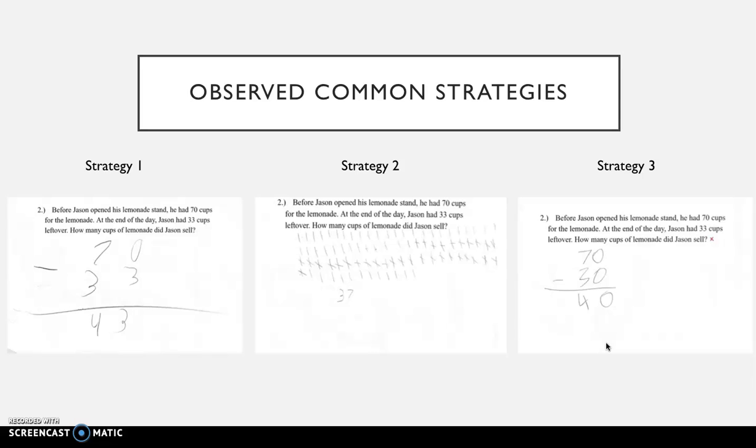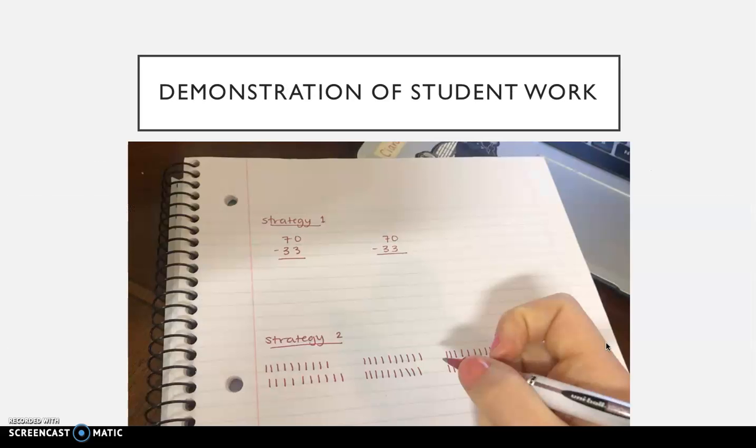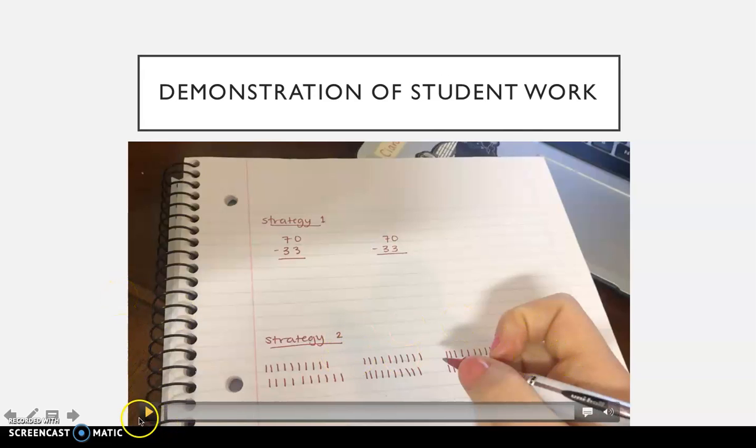These methods allowed me to see how students reasoned subtraction problems with regrouping. I was able to observe the strengths of the class and places that needed improvement. All of the students understood how to set up the math problem based on the story. So here's a demonstration of the student work that I did.